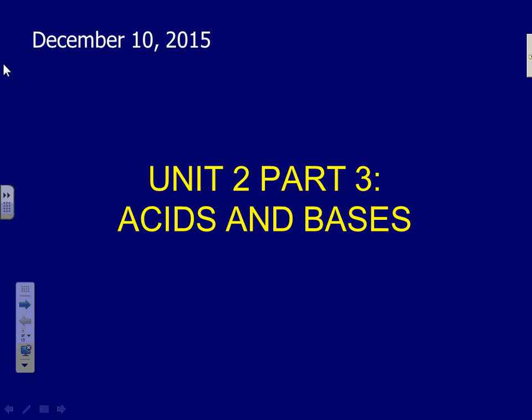Okay, so the last section on chemical calculations, and that's what we're doing here, is on acids and bases. Acids and bases really are kind of an extension of the unit we just finished on solutions, because it turns out that acids and bases, in order for them to behave as acids and bases, have to be dissolved in water. So we must have an aqueous solution of the acids and bases.